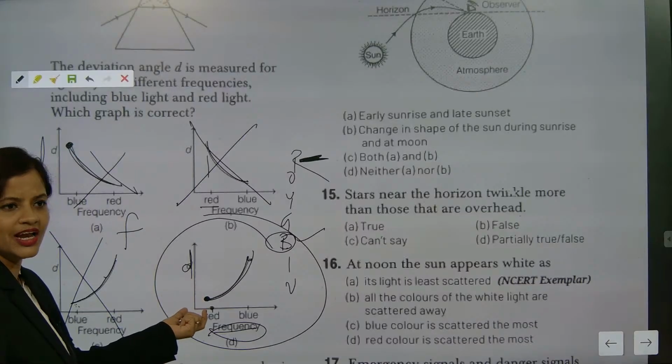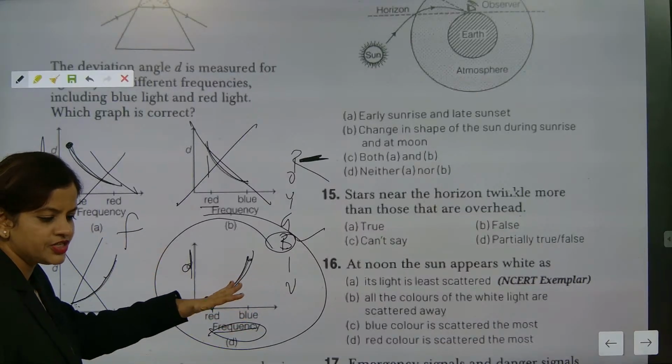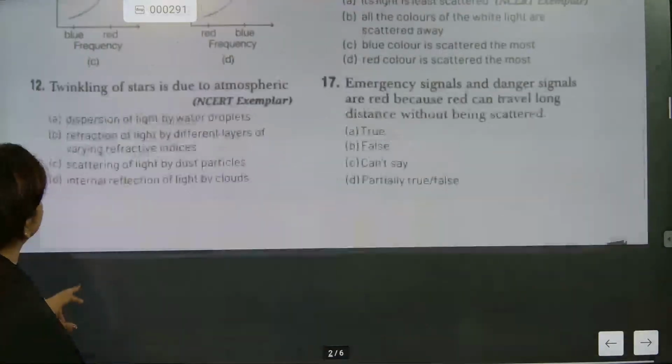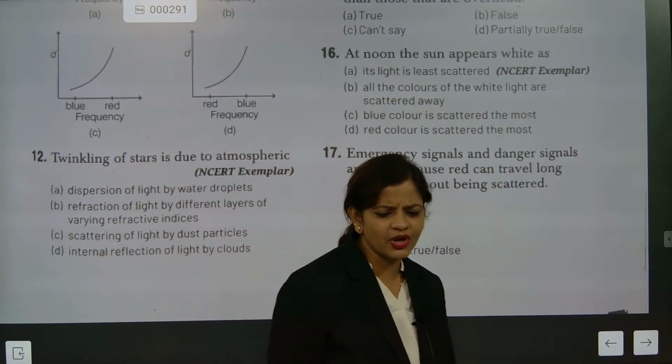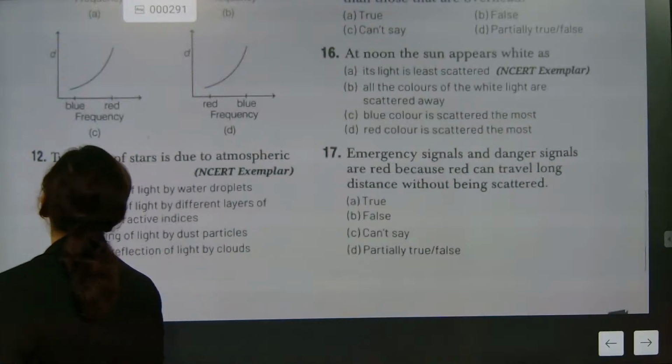Wavelength is more for red. Understood? If wavelength had been written, everything might have changed. I hope everybody understood. The deviation is directly proportional to frequency. Yes, more frequency, more deviation. Come on, go for it.